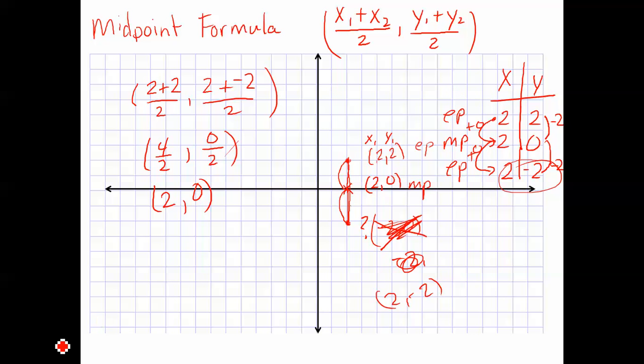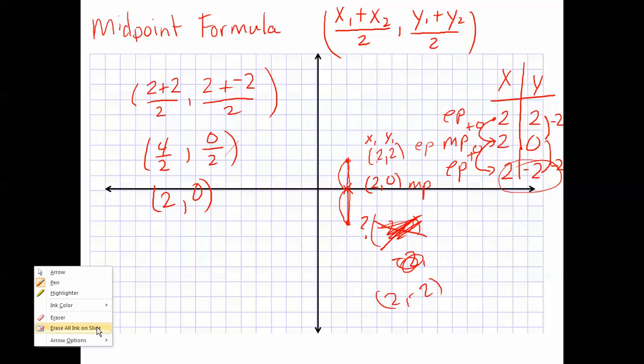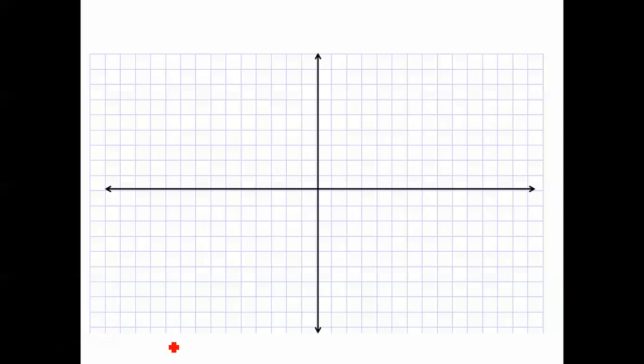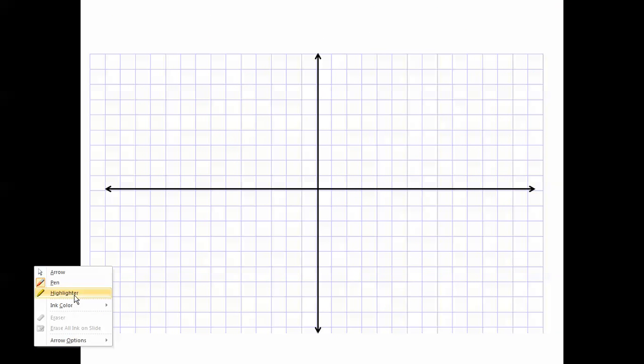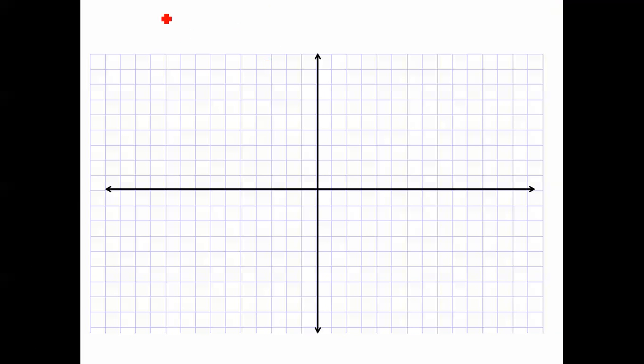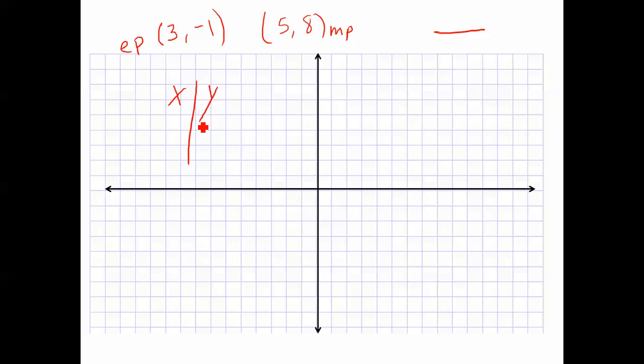Okay, so let's look at one without really looking at it on the graph paper. Erase all the ink on the slide. Alright, so we're going to use the point, and I'm just going to randomly pick 3, negative 1, and the point 5, 8. Okay, so this is my endpoint, and this is my midpoint, and I want to know what is my other endpoint. So I'm going to set up my T-chart.